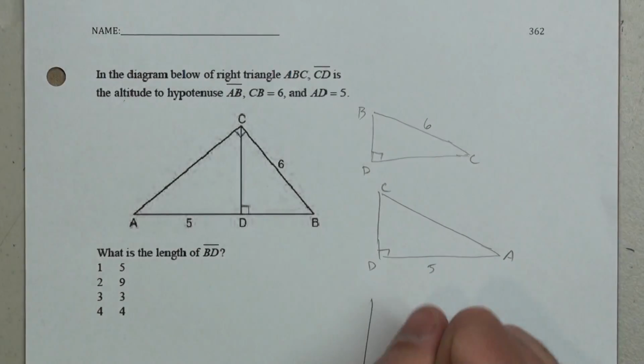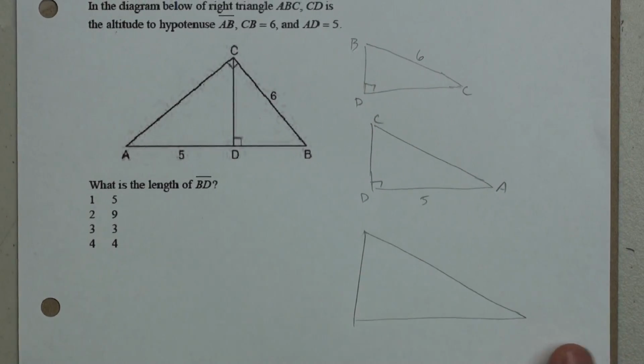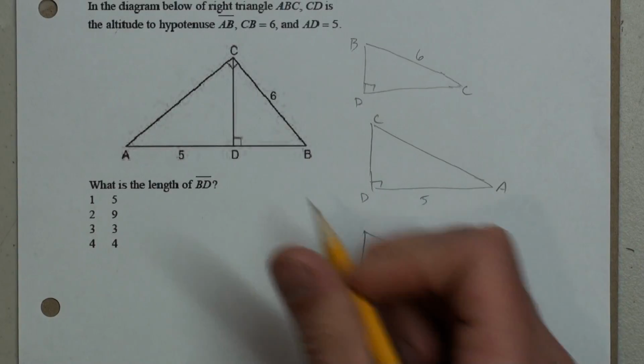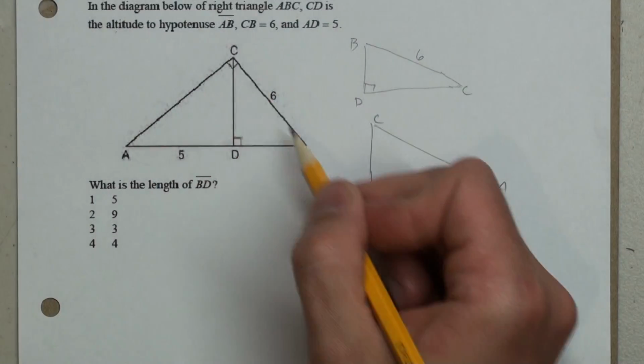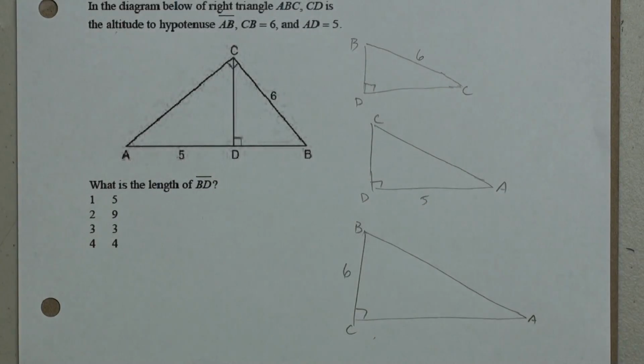Then my big triangle, I have 6. C is this right angle up here. B is the one up here. And A is over here. Okay? So I think I labeled everything.